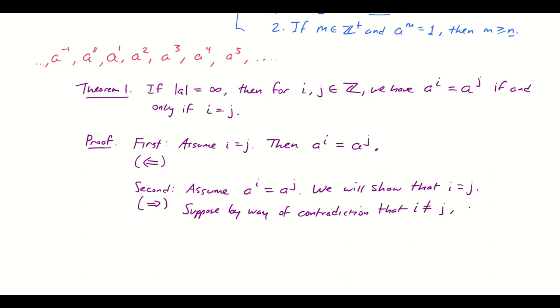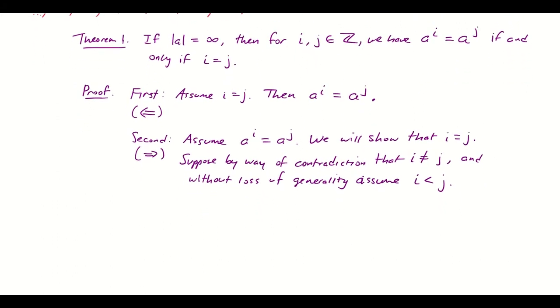And without loss of generality, let's assume that i is less than j. Now, the reason I can do that without losing any generality is, well, suppose it's the other way around. Suppose it was j less than i. Then the following argument would work just the same, just with the roles of i and j reversed. So I'm just going to do this argument once.